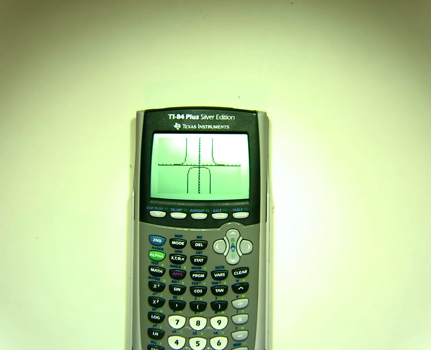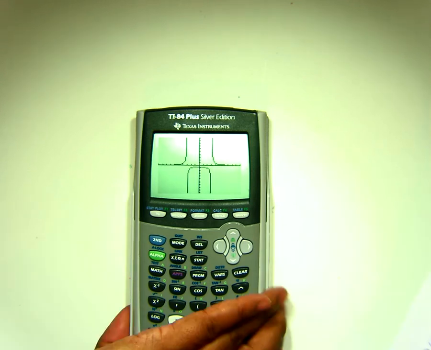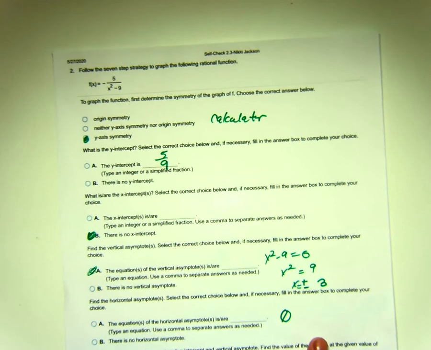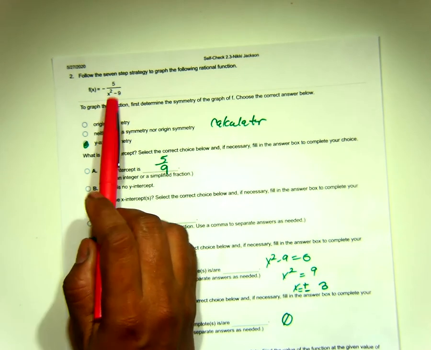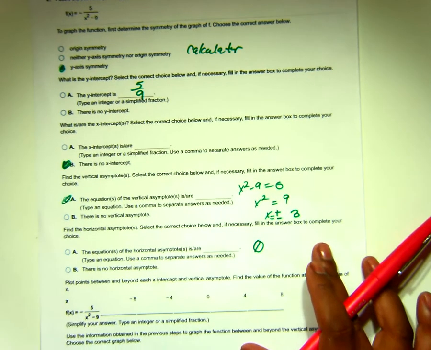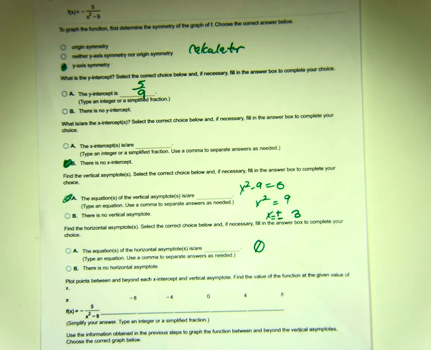Now, let's find our vertical asymptotes. Once again, look at the denominator. Your denominator is x squared minus 9. So I quickly sketched it out for you. You have x squared minus 9 equals 0. x squared equals 9. So take the square root of that. That's going to be plus or minus 3. So your answer is going to be negative 3 and positive 3. So now you have your vertical.